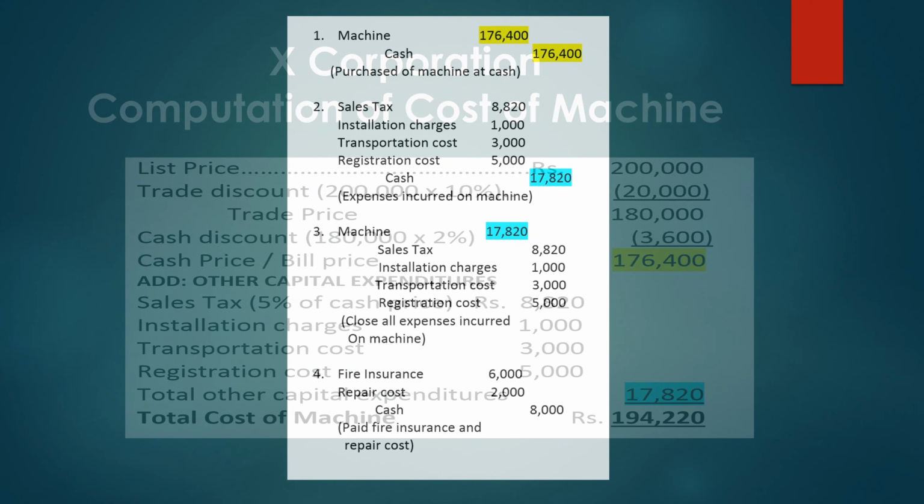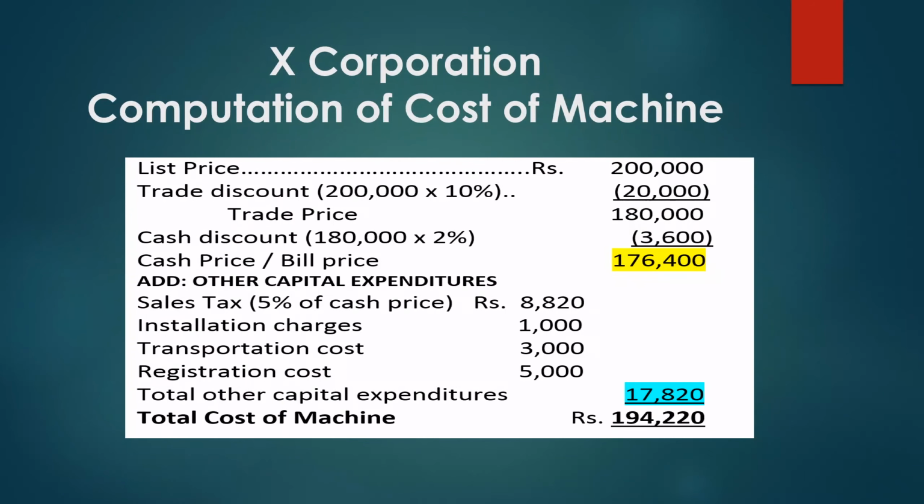Transaction number 3 is related to transaction number 2. Remember this. This light blue shaded area, remember, transaction number 2 is directly related to transaction number 3. What has happened? You can see all these 4 expenses are added in the cost of machine. So while recording in the general form, in transaction number 2, we have mentioned the 4 capital expenditures on the debit side, and in transaction number 3, all these 4 expenses are transferred or closed by writing them at the credit side in the machine account.